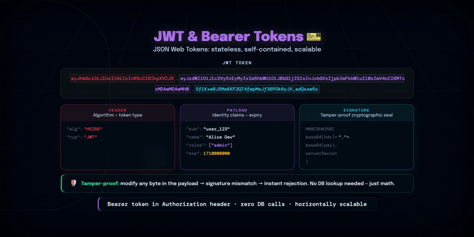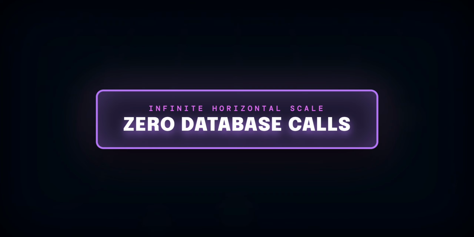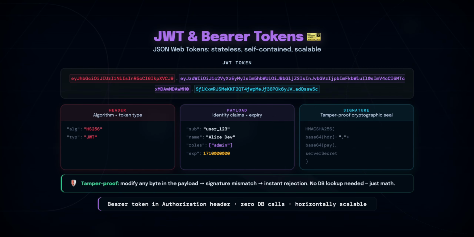The server splits it into its 3 parts, decodes the header and payload, which are merely base 64 encoded, then recomputes the expected signature and compares it to the one in the token. If they match and the expiry has not passed, access is granted, 0 database calls. This is why JWTs became the modern standard for REST APIs and single-page applications. They scale to any number of servers without a single byte of shared state.